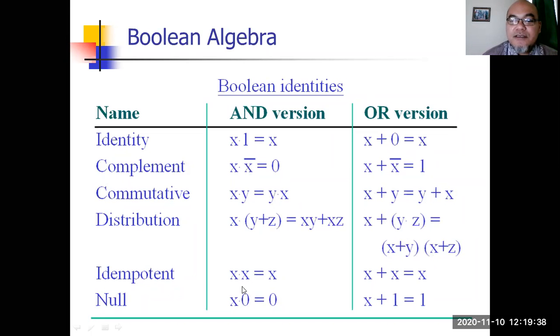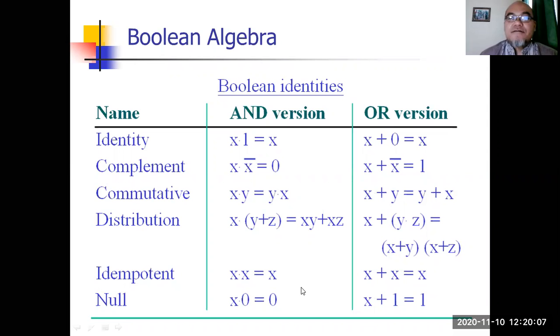Idempotent identity. This is when the input value is operated with itself. So x and x will equal x. If it is 0, the result will also be 0. If it is 1, the result will also be 1. Similarly, with the OR version, x or x will equal x. For example, if it were 0, 0 or 0 will equal 0. 1 or 1 will equal 1.